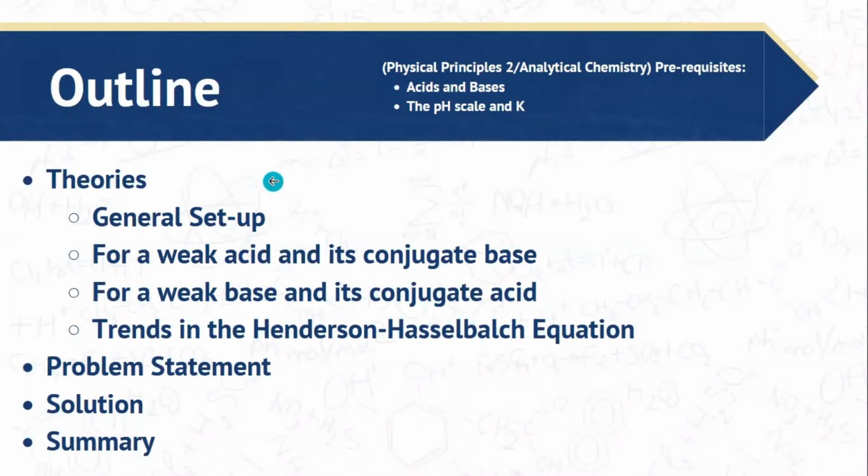We begin with the theory. We start with the general setup of the Henderson-Hasselbalch equation. Then we go on next to a weak acid and its conjugate base. We discuss how the Henderson-Hasselbalch equation for this form is derived, and we also discuss the Henderson-Hasselbalch form for a weak base and its conjugate acid. We will be using the Henderson-Hasselbalch equation and see how it relates to pH, pKa, and also the concentrations of acid and its conjugate base.